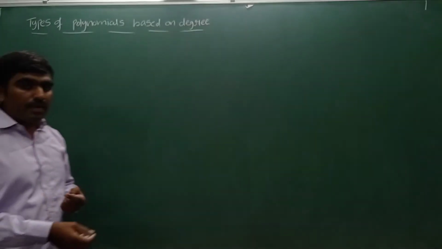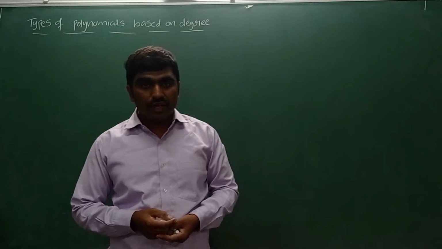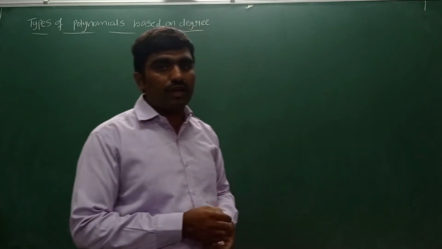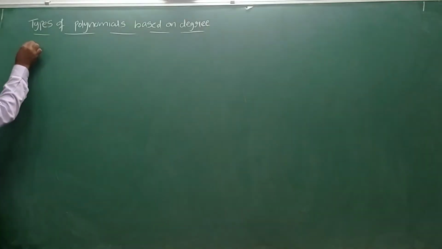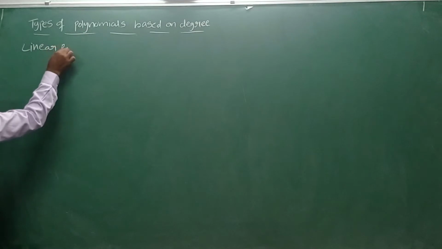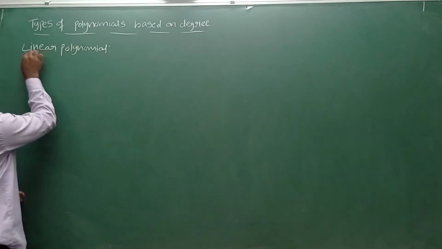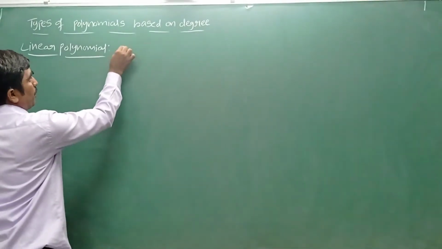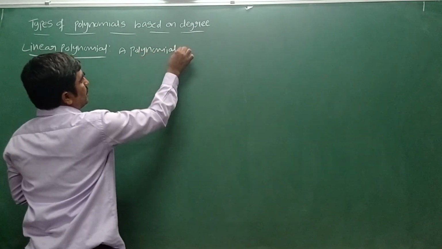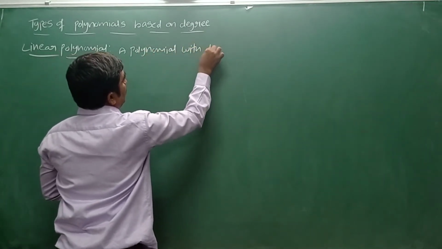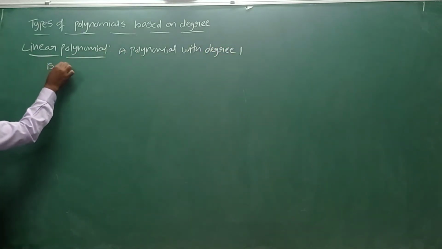What do we call a polynomial if it has degree 1, degree 2, degree 3? Yes. If a polynomial has degree 1, it is called a linear polynomial. Let's see, the first one is linear polynomial. What is meant by linear polynomial now? A polynomial with degree 1 is called a linear polynomial.